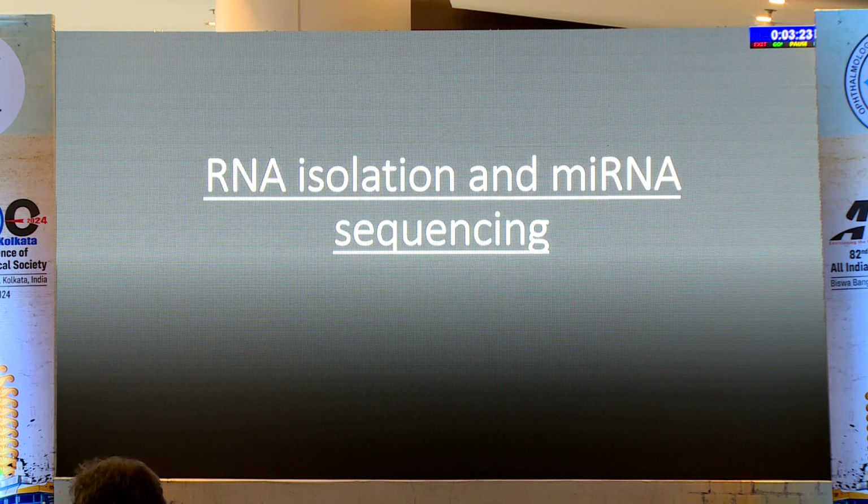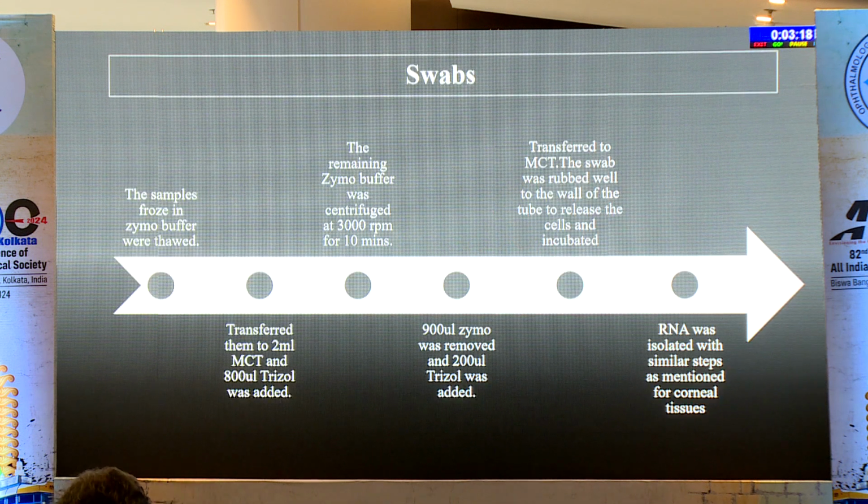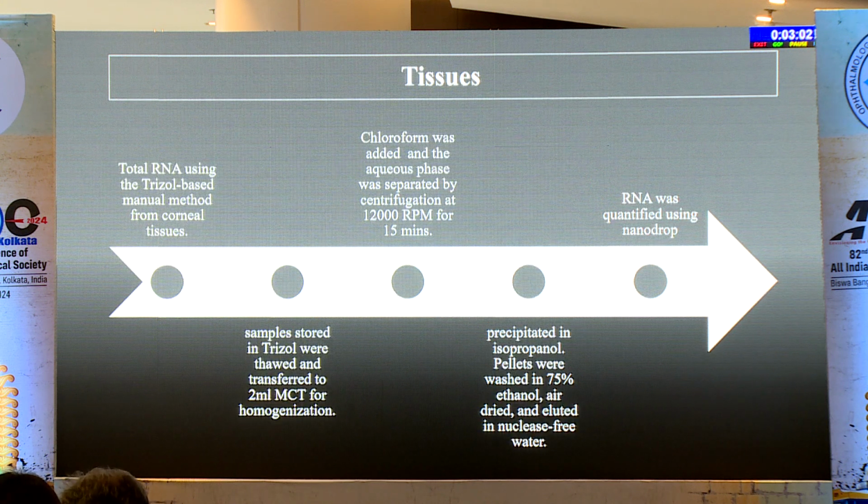In these samples and controls, we did RNA isolation and miRNA sequencing. For swabs, the samples were frozen in zymobuffer, thawed, transferred, Trizol was added, and they were centrifuged, and the swabs were rubbed against the wall of the tube to release the cells, and RNA was isolated. For tissues, again a Trizol-based manual method was done. Samples were stored in Trizol, thawed, chloroform was added, the aqueous phase was separated by centrifugation, and RNA was quantified using NanoDrop.